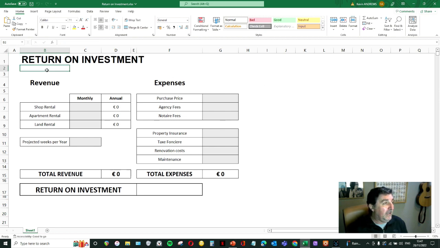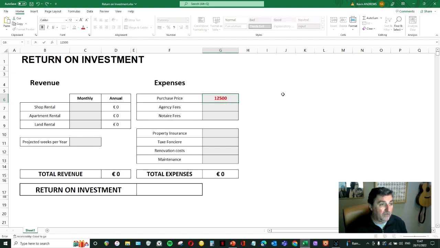If you're looking at return on investment for that property, say for example you're working on a purchase price of €125,000. The agency fees are, for the sake of argument, 12,000. I can't remember what the percentage is off the top of my head. Notaires fees are roughly the same. Annual insurance for that property, 700, say. Taxe foncière, 700. We'll leave renovation costs for the moment.